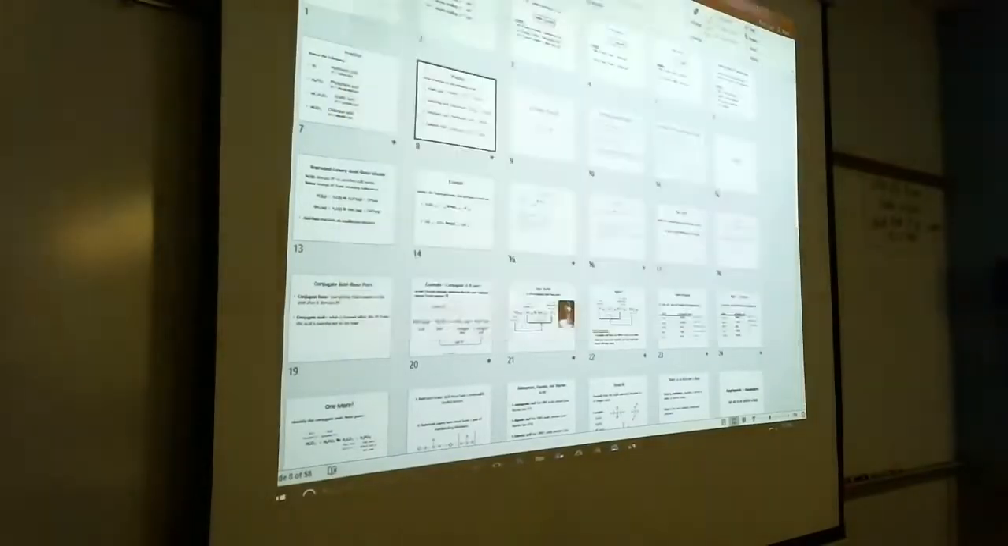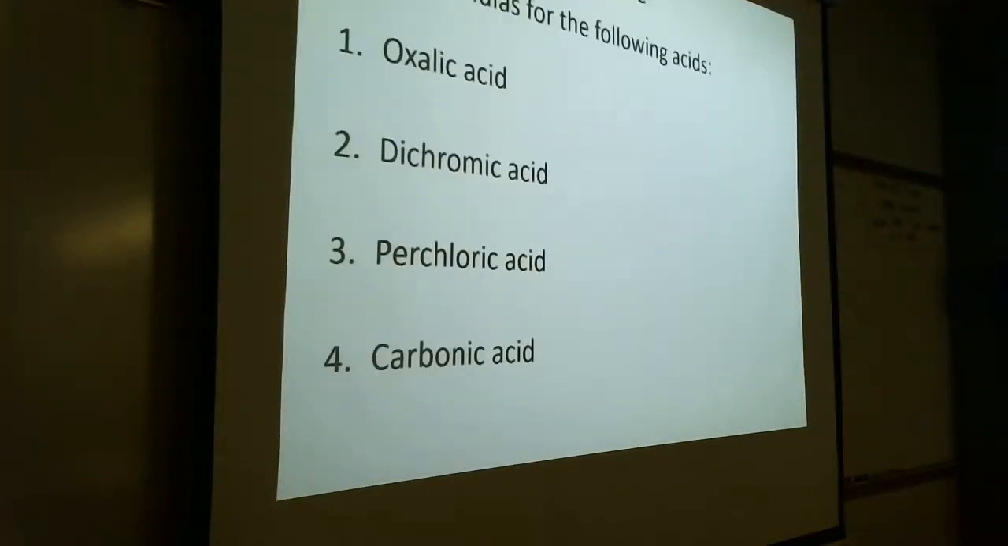Let's go over these formula writing problems. Oxalic acid comes from what anion? Oxalate, right. And oxalate is C2O4 2 minus, right? So that means that the formula is H2C2O4. Crisscross. Dichromic acid comes from what polyatomic ion? Dichromate, right? So that would be H2Cr2O7.